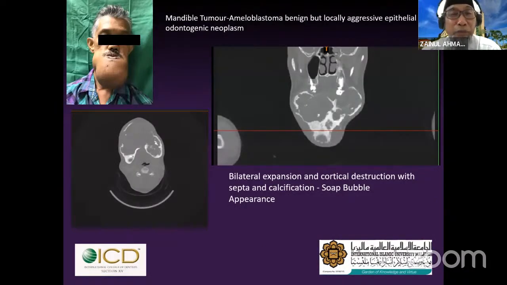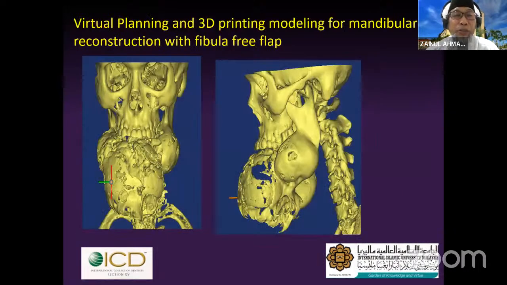This is another case of mandible reconstruction. As you can see, this is an ameloblastoma, with bilateral expansion of the cortices and cortical destruction with septa calcification, a typical case of soap bubble appearance. We can see from the coronal view the lesions of this ameloblastoma. It's quite extensive. The patient has a big swelling on the chin, and we do some reconstruction.